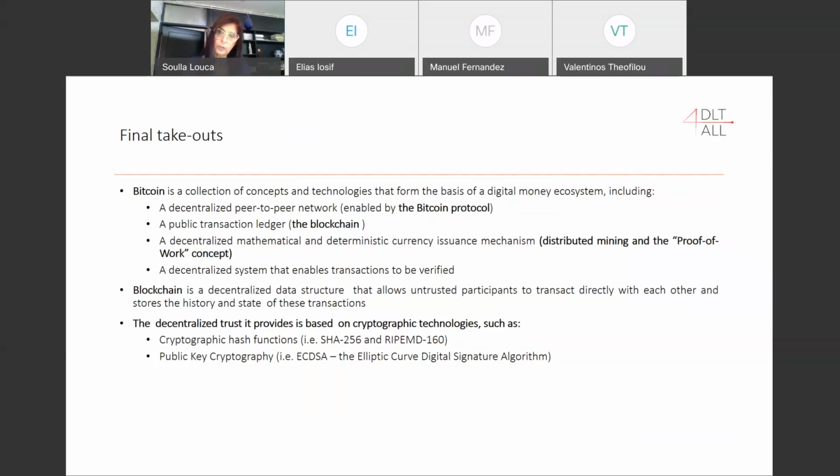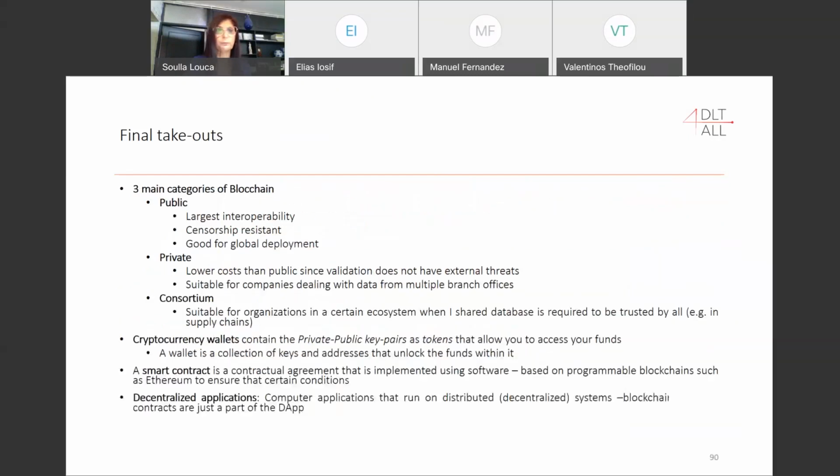We can look at blockchain as a decentralized data structure that allows, as we said, parties that do not trust each other to trust each other. And the decentralized trust it provides is based on cryptographic technologies such as the hash functions, SHA-256 and RIPEMD-160, and public key cryptography as well.